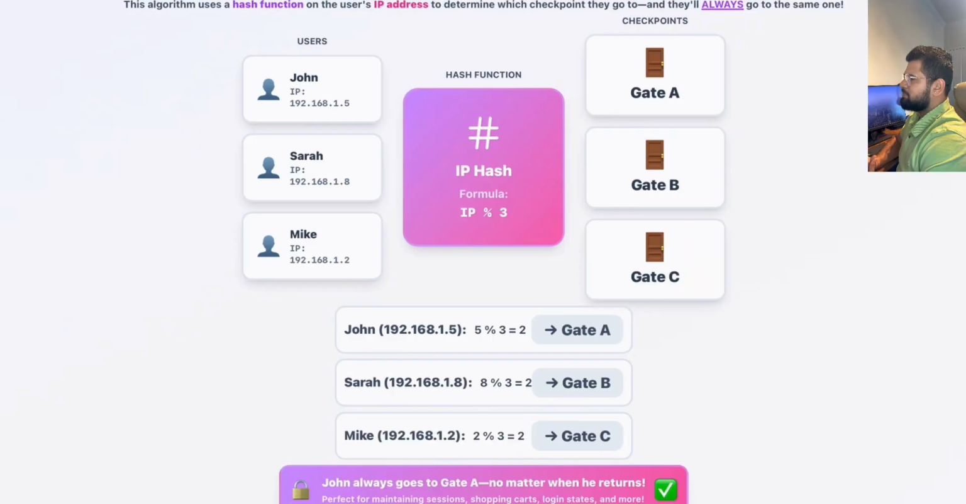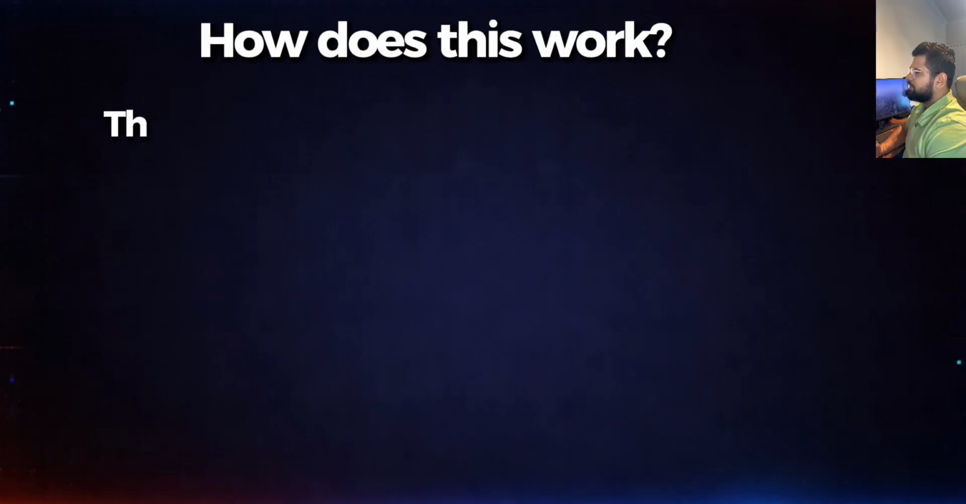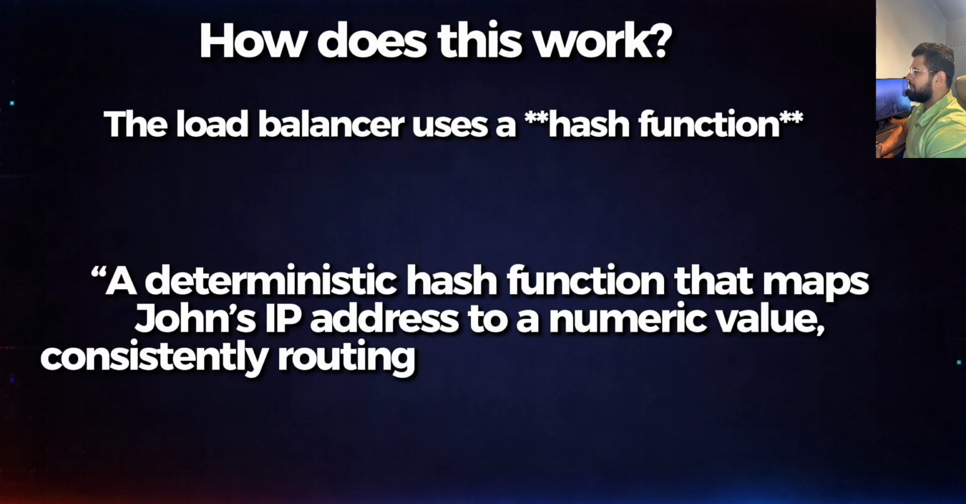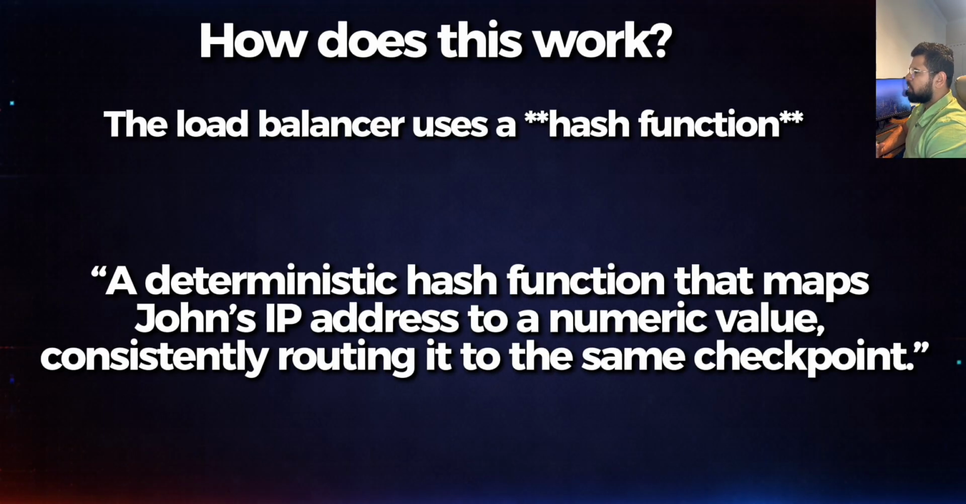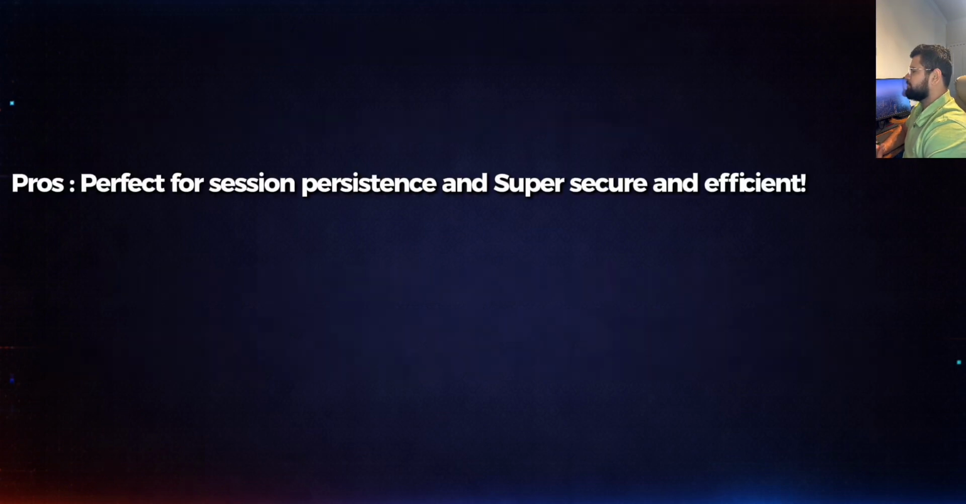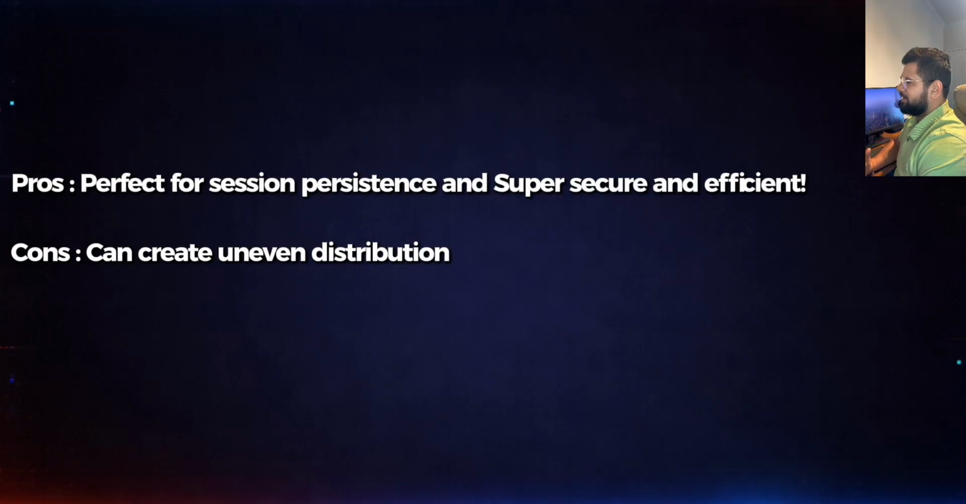Every time John comes back to the airport, tomorrow, next week, next year, he will always go through Gate A. How does this work? The load balancer uses a hash function, a mathematical formula that converts John's IP address into a number, then assigns him a specific checkpoint. The same IP always produces the same number. Pros: perfect for session persistence. Cons: it can create uneven distribution.